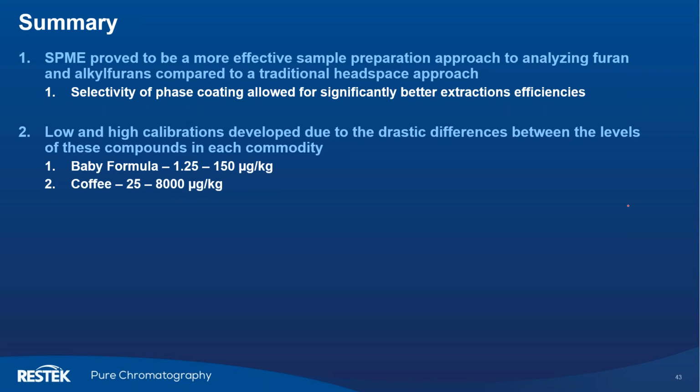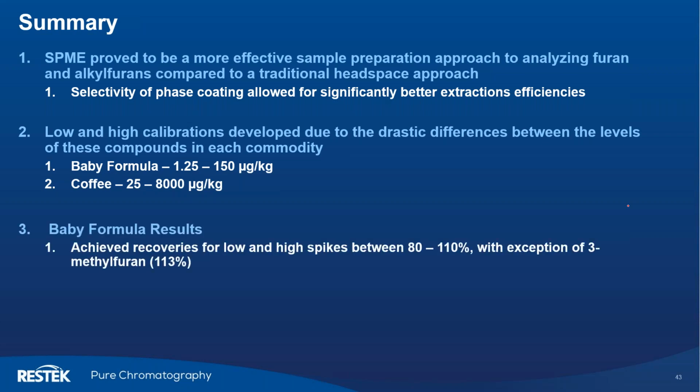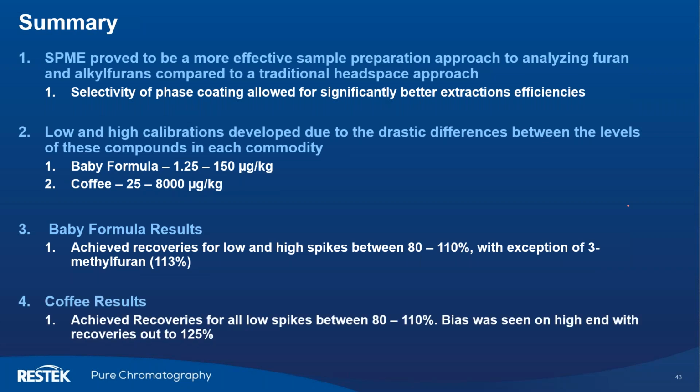The other option would be to dilute your samples down depending on the recoveries that you're seeing in your samples. For our baby formula results, we were able to achieve recoveries for our low spikes between 80 and 110%, with the exception of 3-methylfuran, which was just outside of that. And then for our coffee results, we were able to achieve recoveries for our low spikes between 80 to 110%. Unfortunately, there was some bias seen on the high end, with recoveries reaching out to 125%.